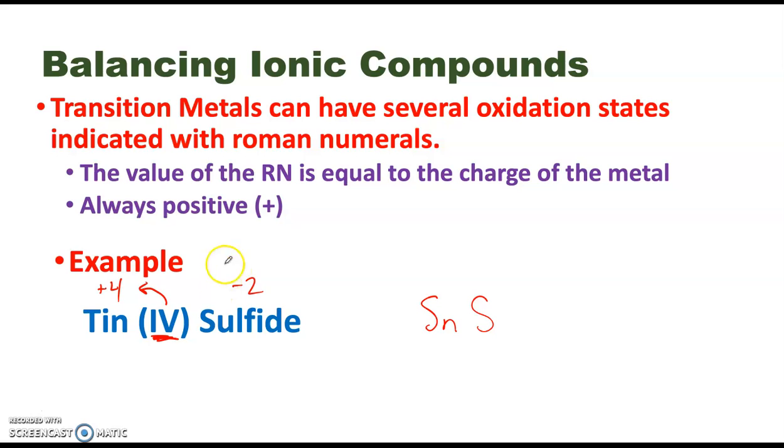Okay, now does a +4 and a -2 balance? The answer is no, it doesn't equal 0. So to get it to equal 0, I need 2 of these -2's, because 2 goes into 4. So I multiply this by 2. 2 times -2 equals -4. That -4 will cancel out this +4 to equal 0. So what I need is 2 of these, which would go right there. So this would be SnS2. Fundamentally, this problem is no different than the previous slide. The only difference is that you have Roman numerals to work with and how to deal with those.